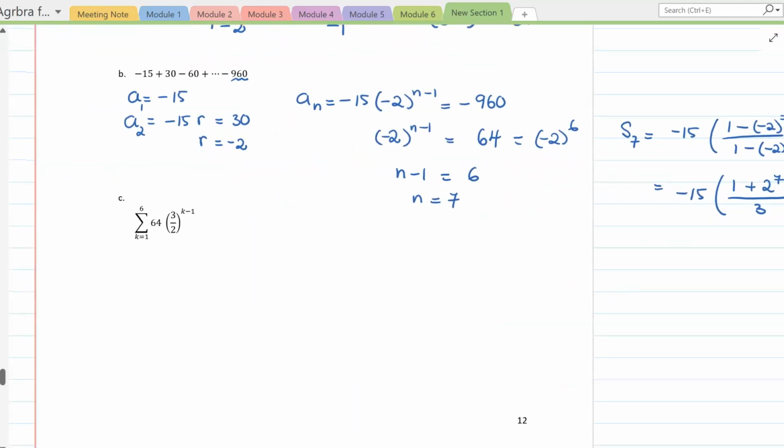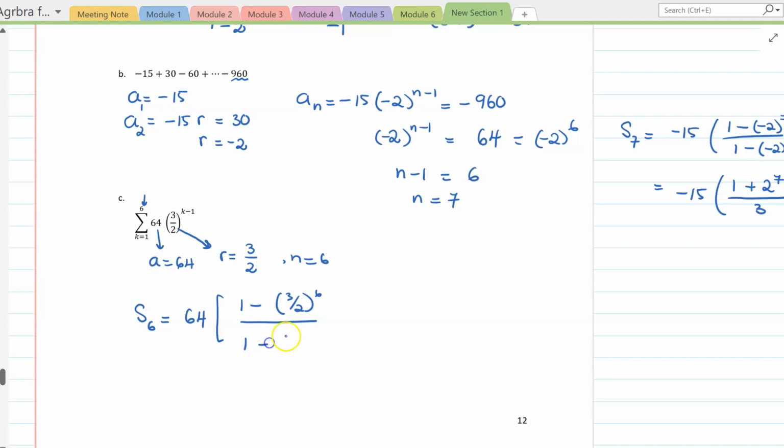In the next one, we are given that a equals 64, the common ratio r equals 3 over 2, and n equals 6. So S sub 6 equals 64 times (1 minus 3 over 2 to the 6) divided by (1 minus 3 over 2), and that is 1330.